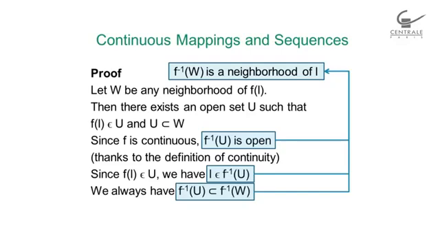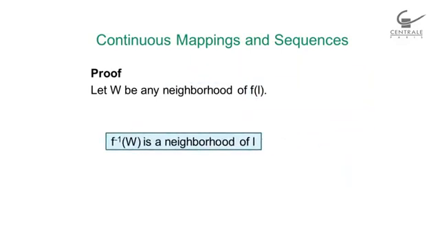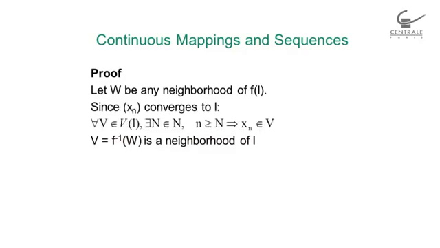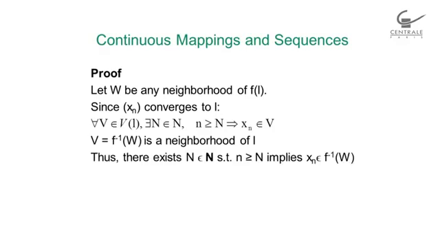All right, so here's what we did. We started with W, a neighborhood of f of L, and we have V, which is the inverse image of W, which is a neighborhood of L. Now, let me go back to the definition of the convergence. We know that xn converges to L, so we know that for any neighborhood of the limit L, there exists a rank N such that after this rank, xn is in V. And if it's true for any neighborhood, I can choose V equals f inverse of W. So I do this, and it means there exists a rank N, after which xn is in f inverse of W. Wait a minute. This means that yn will be in W.